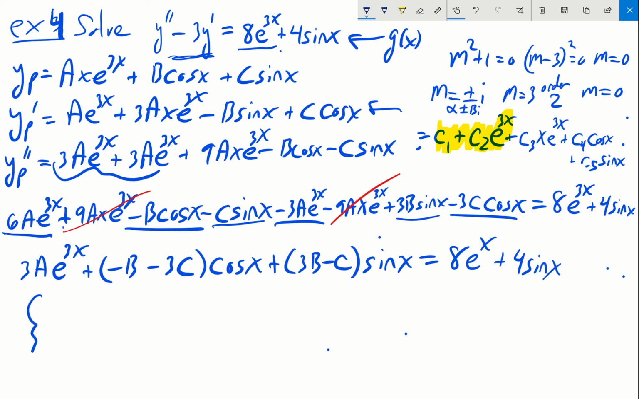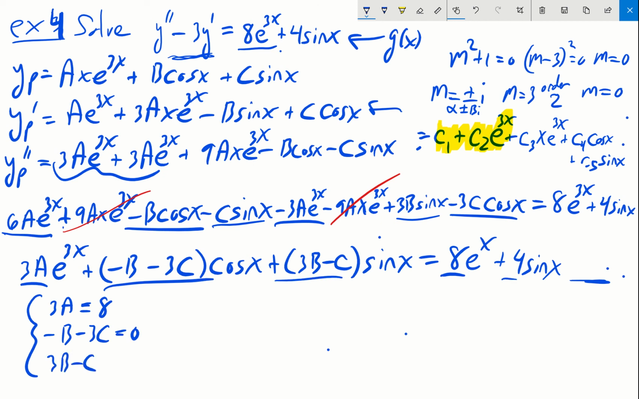We can now go ahead and equate coefficients. 3A will be equal to 8. There is no cosine term on this left-hand side, so this coefficient would be 0. So negative B minus 3C will be equal to 0. And the sine coefficients have to match up, meaning that 3B minus C will be equal to 4. The first one easily can be solved for A by dividing by 3, and we find that A is equal to 8/3. To solve for B and C, we can solve the subsystem, two equations and two unknowns.